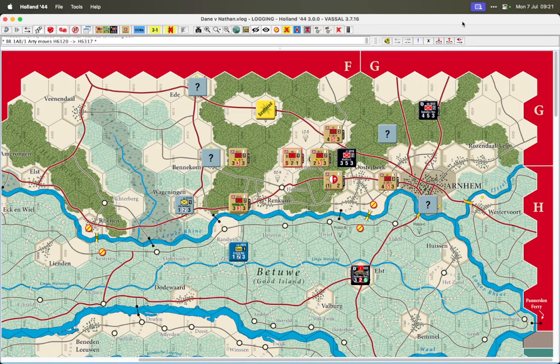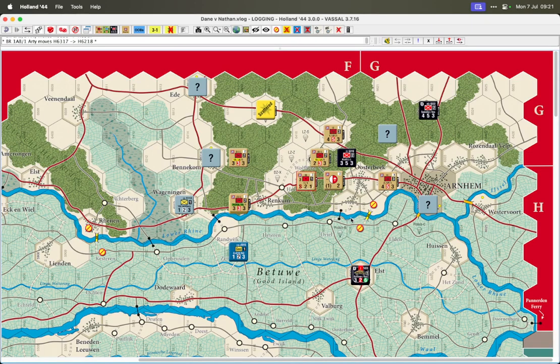Okay, then I guess I'll use it to attack Kraft. I don't know. It's like a flip of the coin for me. Yeah, still move one hex. Might as well move one hex.